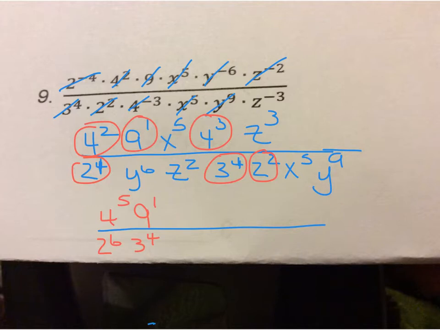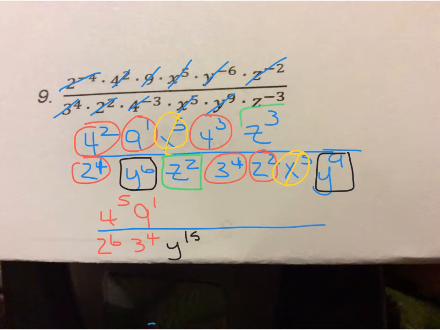So now I'm ready to look at my variables. So if I look at my x to the 5th here and my x to the 5th here, they're going to totally cancel out. So there's no x's in my answers. And if I look at my y's, here is a y, here is a y. They're all on the bottom, so I'm going to add them together. So that's y to the 15th. And then last but not least, if I look at my z's, here's z squared, z to the 3rd, the top wins by 1.